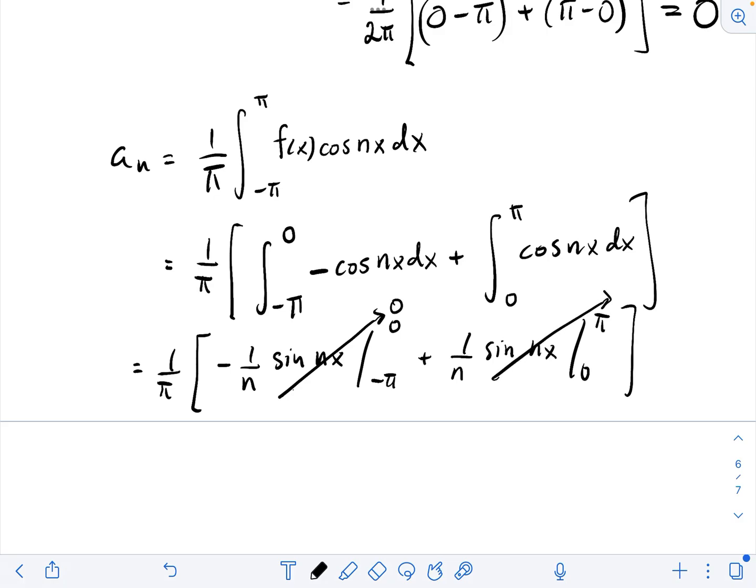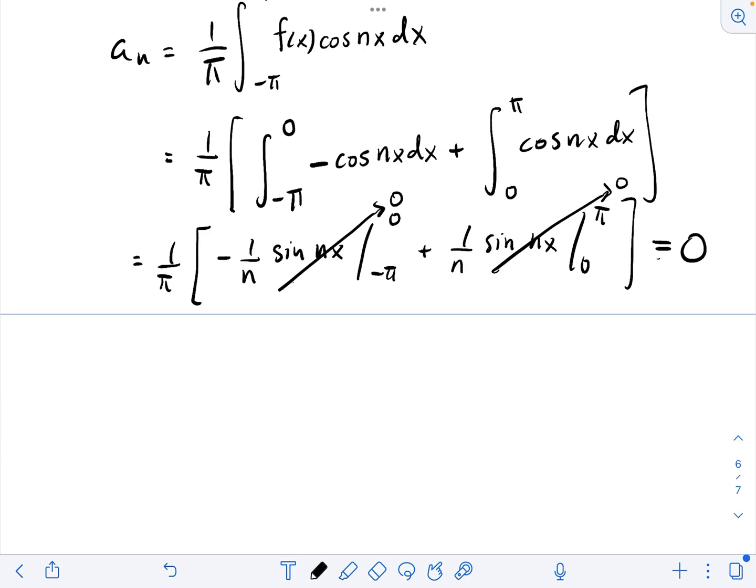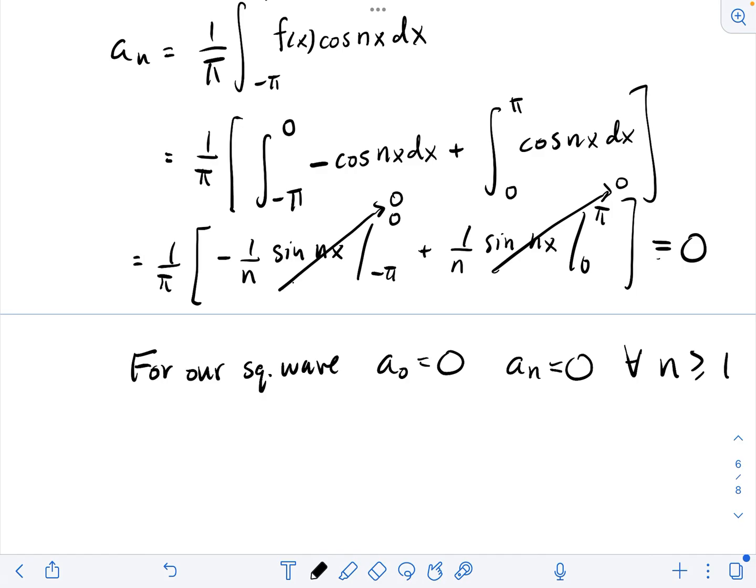So what we found so far is for our square wave, a0 equals 0 and an equals 0 for all n greater than or equal to 1. Okay, so we better hope that some of our bm coefficients are non-zero, otherwise we're not going to have any terms in our Fourier series. So let's see what happens.